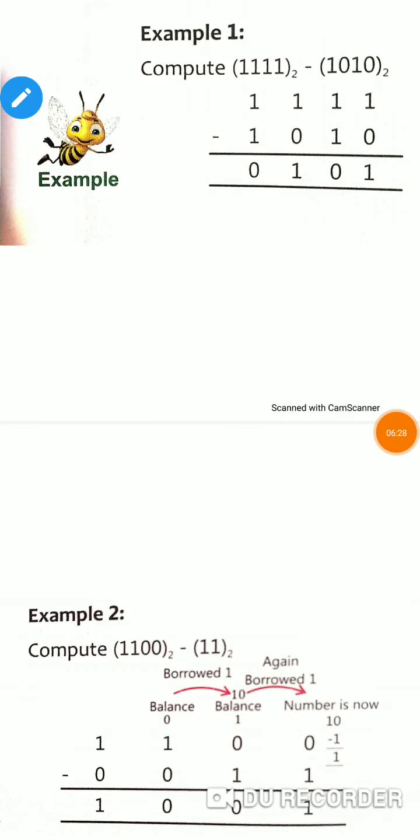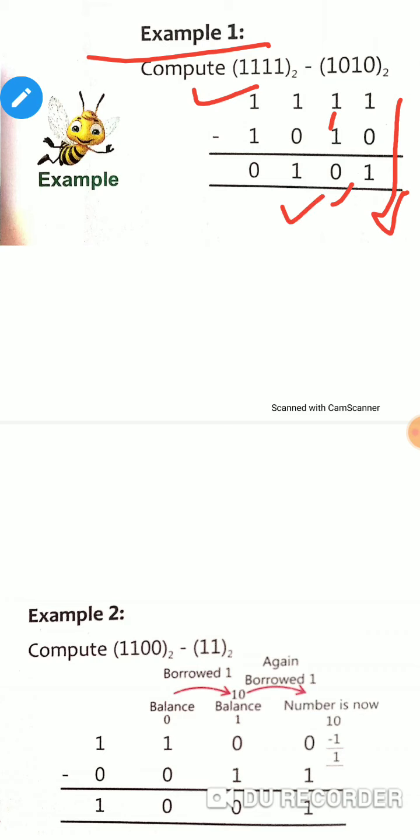Let us see the examples given in your book. In example 1, as you can see, we have to subtract 1010 from the number 1111. So it's simple. 1 minus 0 becomes 1, 1 minus 1 becomes 0, 1 minus 0 becomes 1, and 1 minus 1 becomes 0. So the answer is 101.